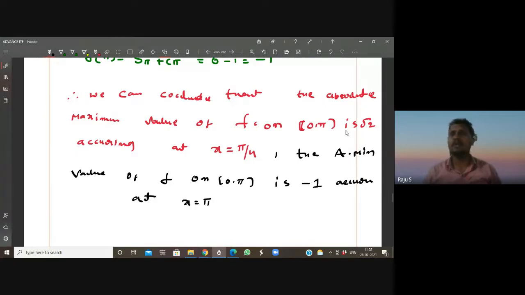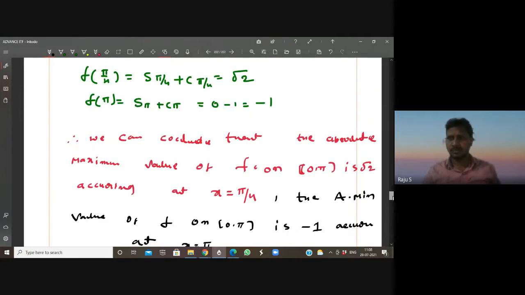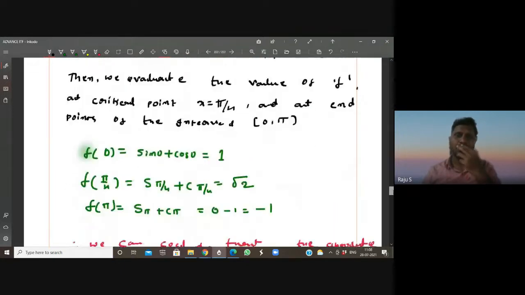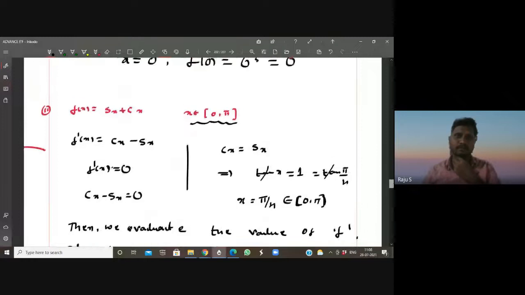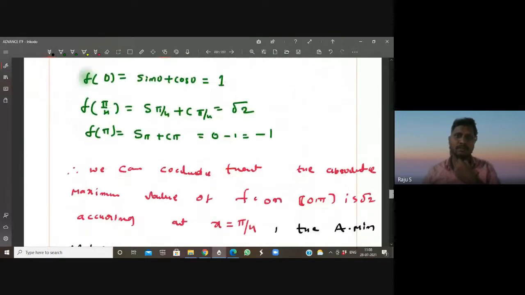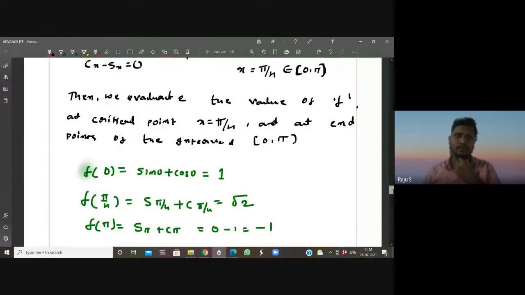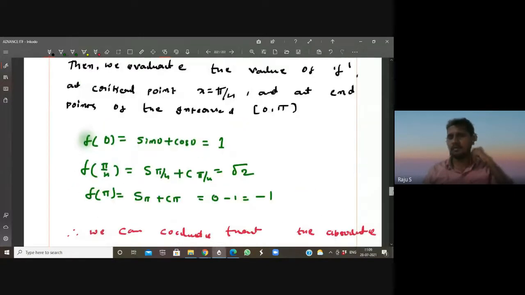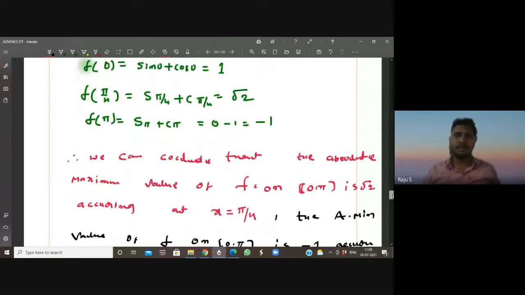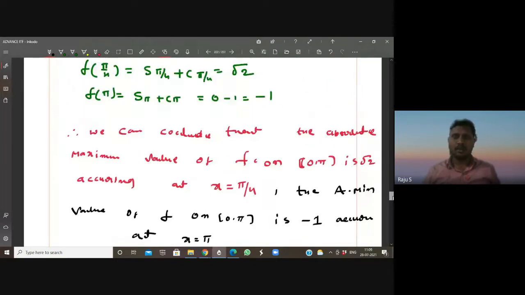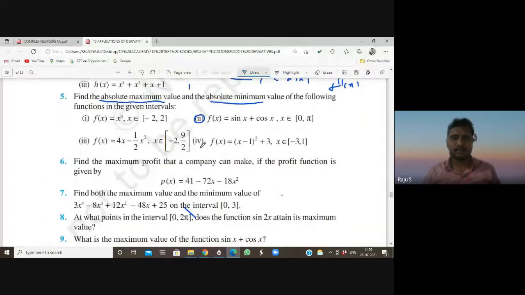Like that, you have to write the one or two steps. Like that you have to explain it. Then you will get 3 out of 3, 5 out of 5, like that. Students, is it clear? We evaluate the value of f at the critical point as well as the end points of the given interval. Then at last you have to write like this. Having any doubts, you can ask.